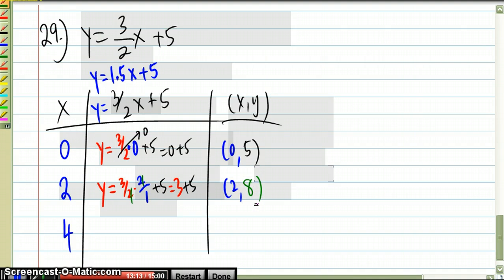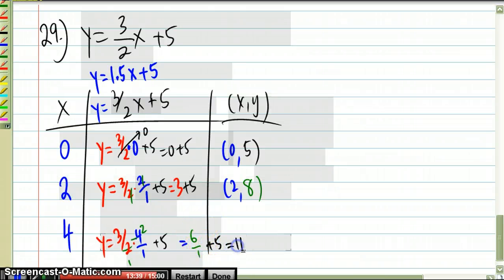I know I'm working a little fast, crunching down here on this video. Y is equal to, my next one is 3 halves times 4. I'm going to change the 4 to 4 over 1, and then add 5. If I work that out, I'm going to cancel the 2 and the 4 and get 1 and 2. So 3 times 2 is 6 over 1, which I'm going to add with the 5. 6 plus 5 is equal to 11. So my next solution is (4, 11). See how I don't have to deal with 0.5s or halves?